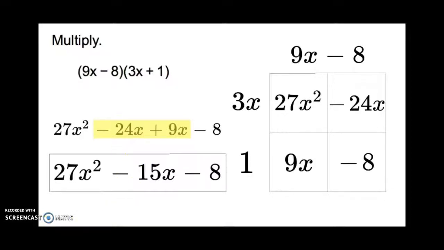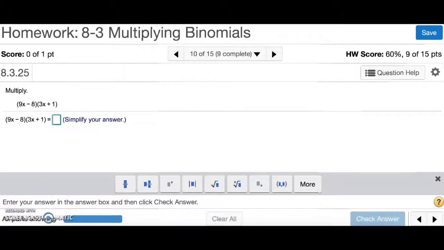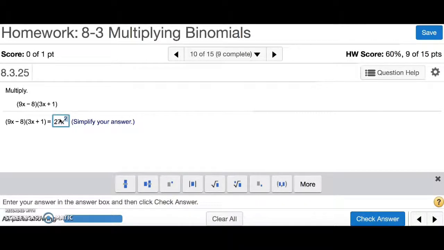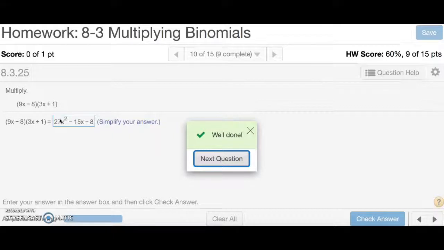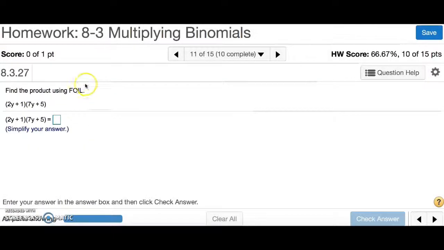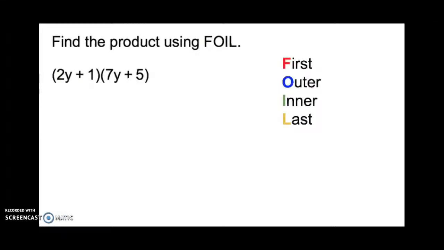So let's type it in. So we're going to type in 27x squared minus 15x minus 8. That is number 10. Number 11, it says find the product using FOIL. So let's practice FOIL again. So remember first, outer, inner, and last.